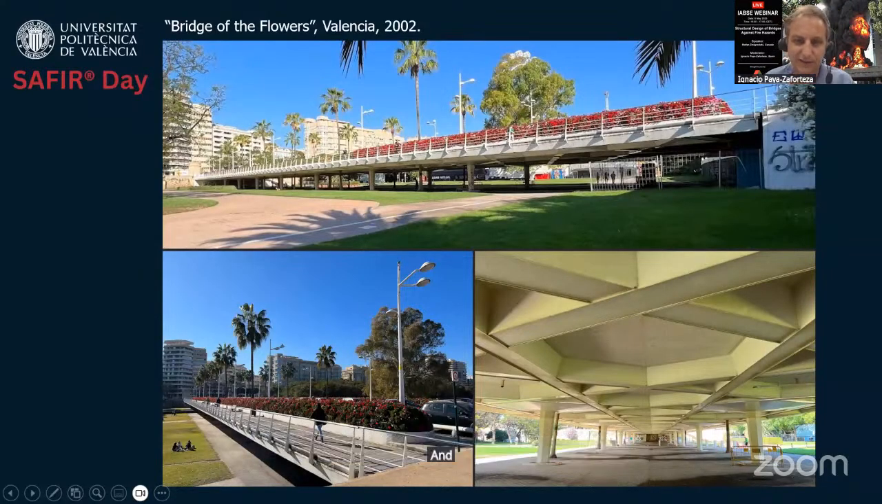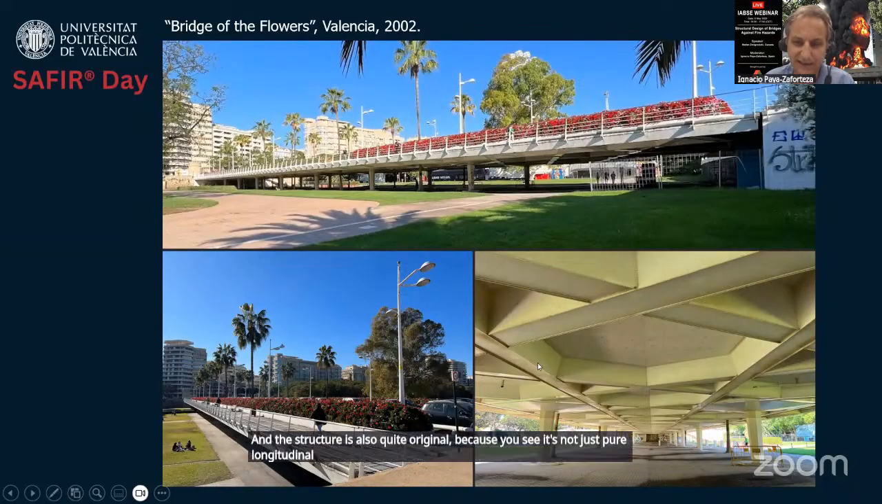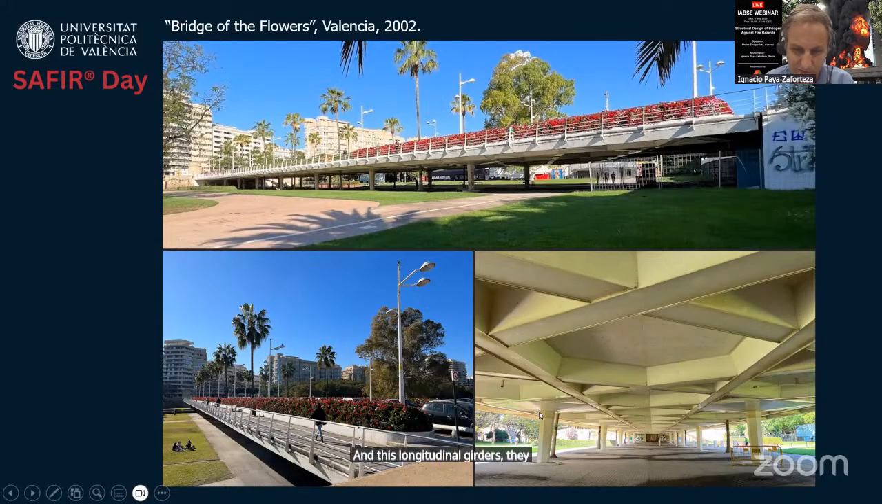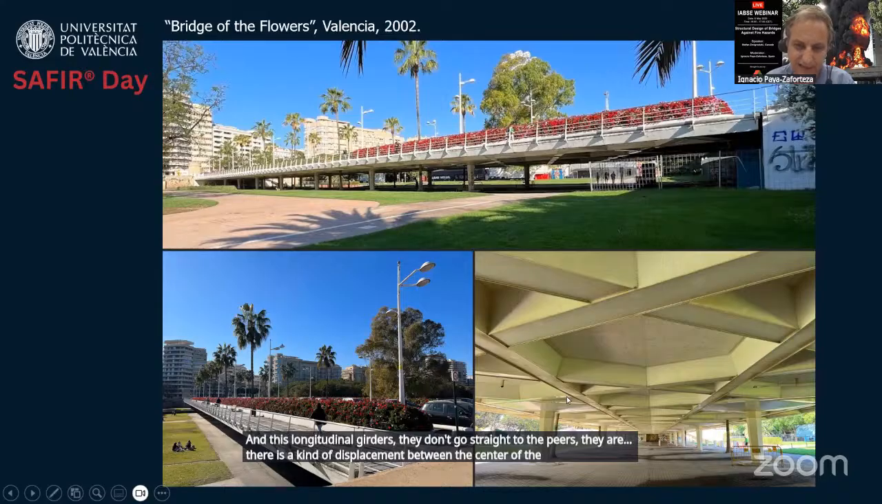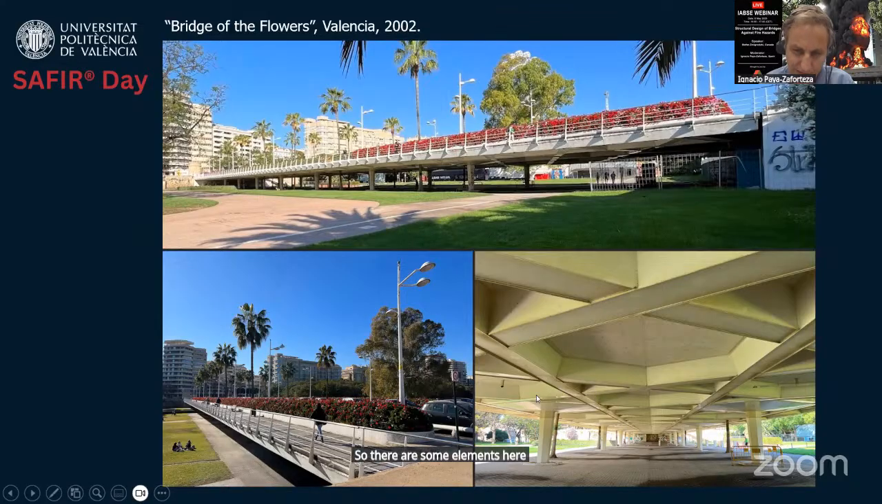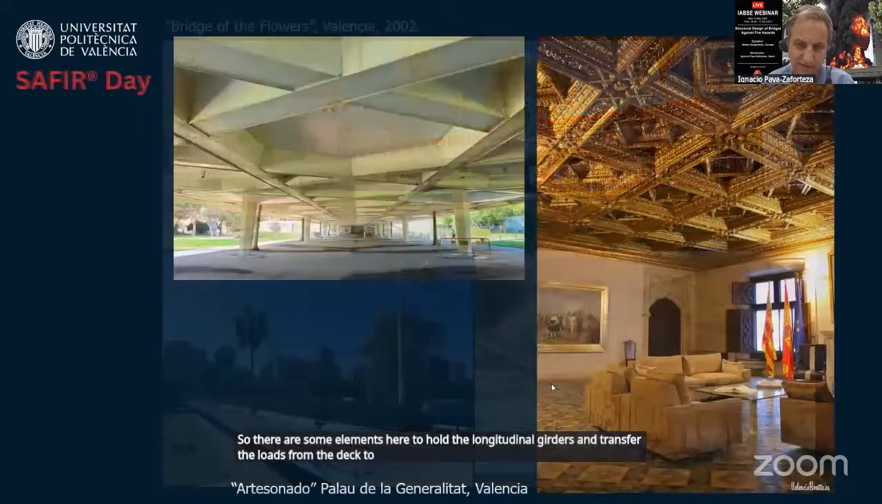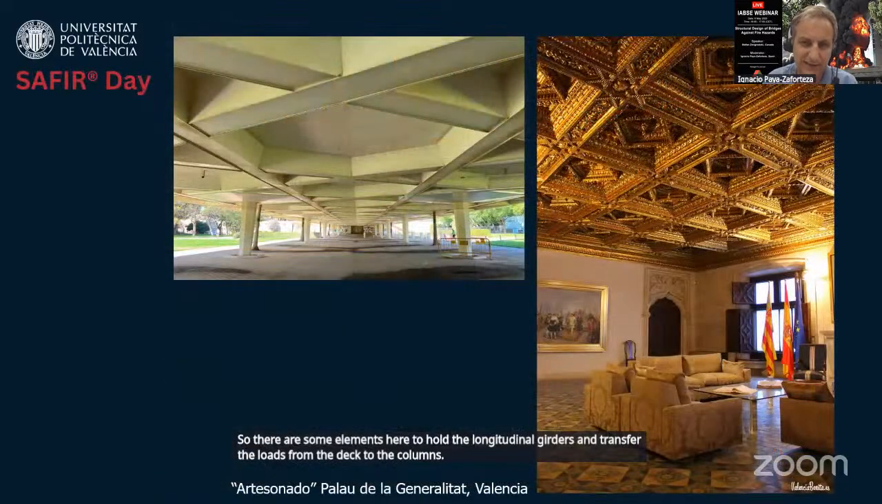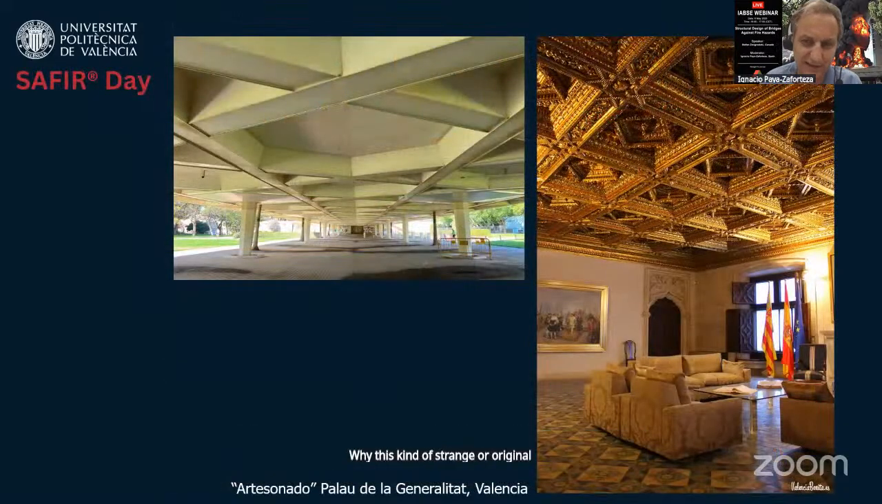And the structure is also quite original because you see it's not just pure longitudinal girders, there is a combination of longitudinal girders and diagonal girders. And these longitudinal girders don't go straight to the piers. There is a kind of displacement between the center of the pier and the longitudinal girders. So there are some elements here to hold the longitudinal girders and transfer the loads from the deck to the columns. Why this kind of strange or original arrangement for the girders?